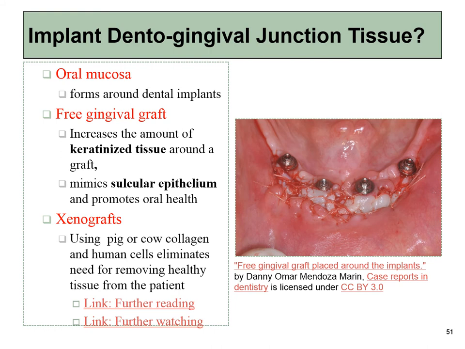To prevent this, a free gingival graft may be done, where keratinized tissue may be grafted into this area with the hope that it will adhere a little bit more tightly to the surface of the tooth. Or a xenograft may be done, meaning tissue from another type of animal may be sewn into place to try and promote the growth of healthy junctional epithelium from the patient's own cells to the dental implant. And if you wish, if you go to the PDF, you can click on these links and do a little bit of further reading.